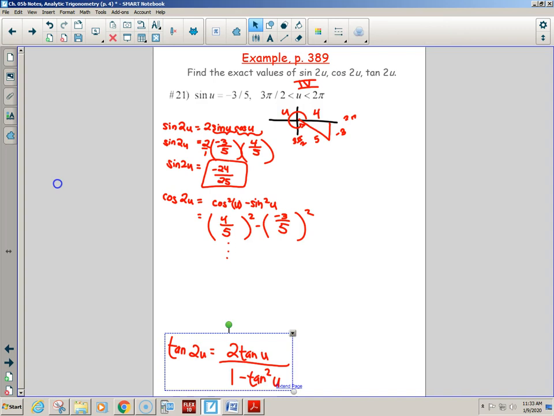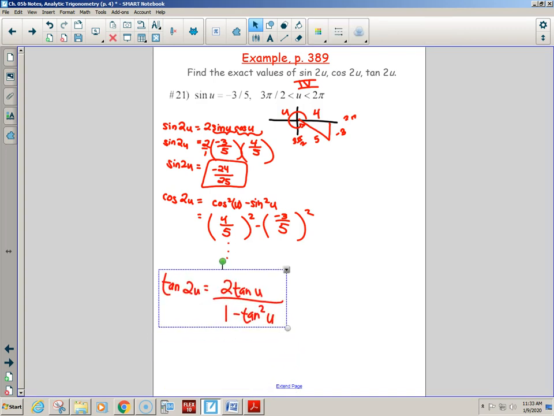When you're trying to solve for cosine of 2u, how do you decide which of the ones you use? Any variation that you use when you plug in legally will get you the same answer.